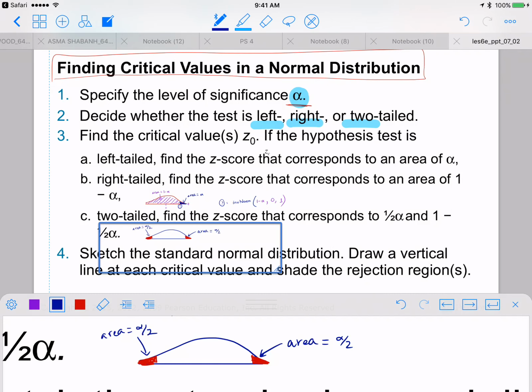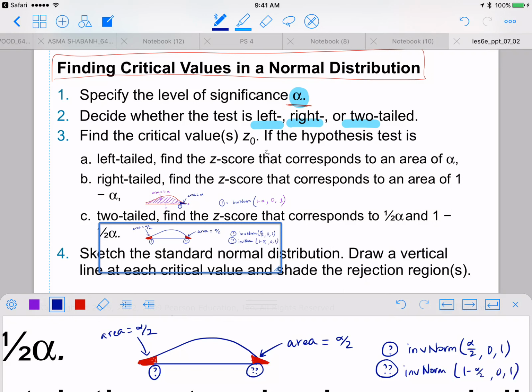Because the sum of the areas, the sum of the tails, is equal to alpha. And due to symmetry, each tail has an area of alpha over 2. So, to find the critical values, we would have two critical values in this case. The negative critical value is going to be inverse norm of alpha over 2, 0, 1. And our positive critical value is just going to be the negative version of that.